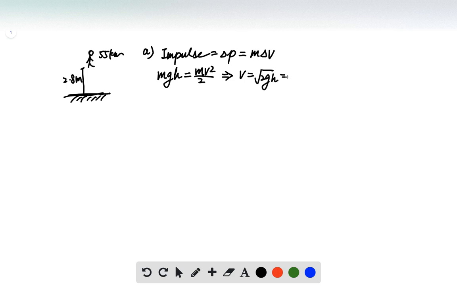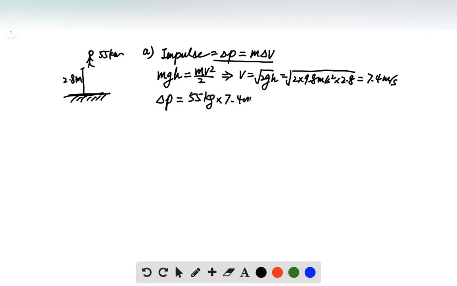And when we plug in the gravitational acceleration and the height, we get a final velocity of 7.8 meters per second. So this is the velocity that he has when he lands on the ground. And the change of momentum is, if we just plug in the mass of him, times 7.4 meters per second, gives us around 4.10 kilogram meter per second. So this is his impulse.